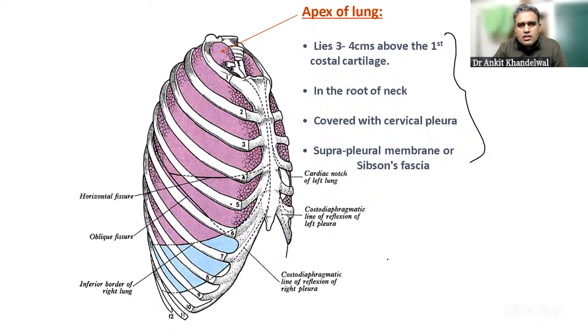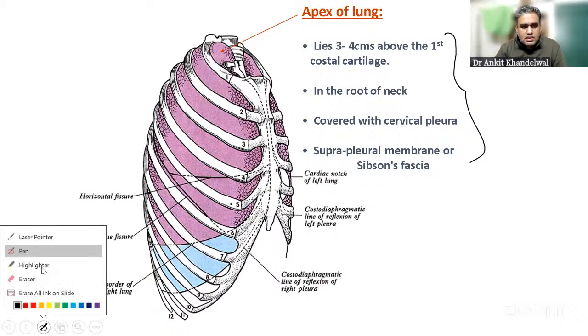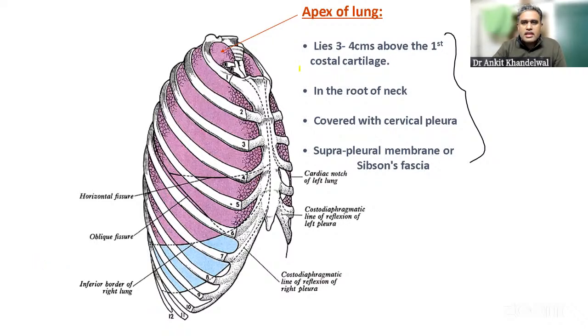Depending on the marks allotted in that particular question, you can write about it. But do remember a basic point over here, which you should not miss, because that can come as a viva. Also, that apex even lies above the first costal cartilage, and you will notice that it even lies above the horizontal level of the clavicle. It is around 1 to 2 centimeters, less than 1 inch, above the horizontal level of the clavicle. It lies in the root of the neck. It is covered by cervical pleura.